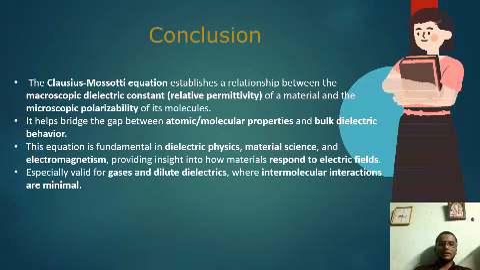Conclusion. The Clausius-Mossotti equation establishes a relationship between the macroscopic dielectric constant, the relative permittivity of a material, and the microscopic polarizability of its molecules. It helps bridge the gap between atomic and molecular properties, and bulk dielectric behavior.